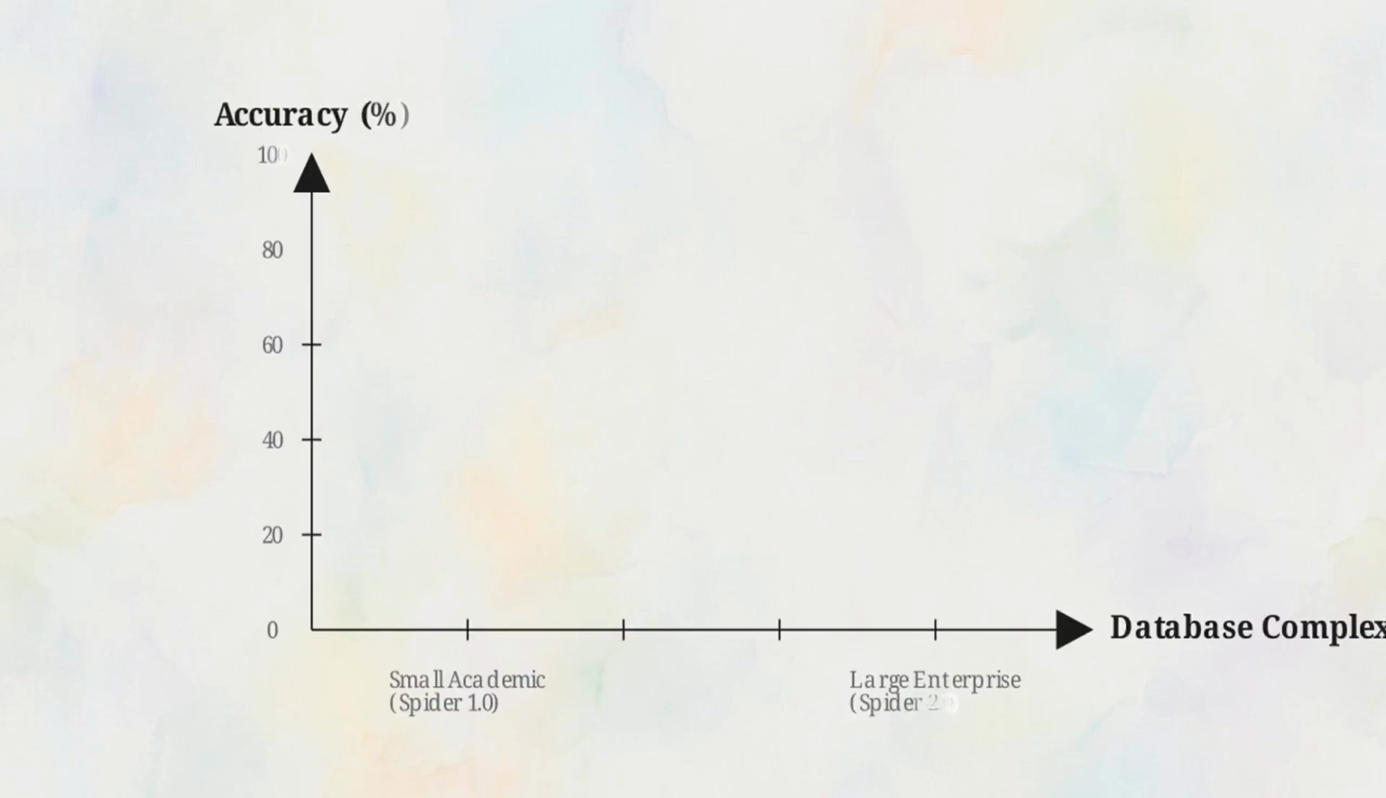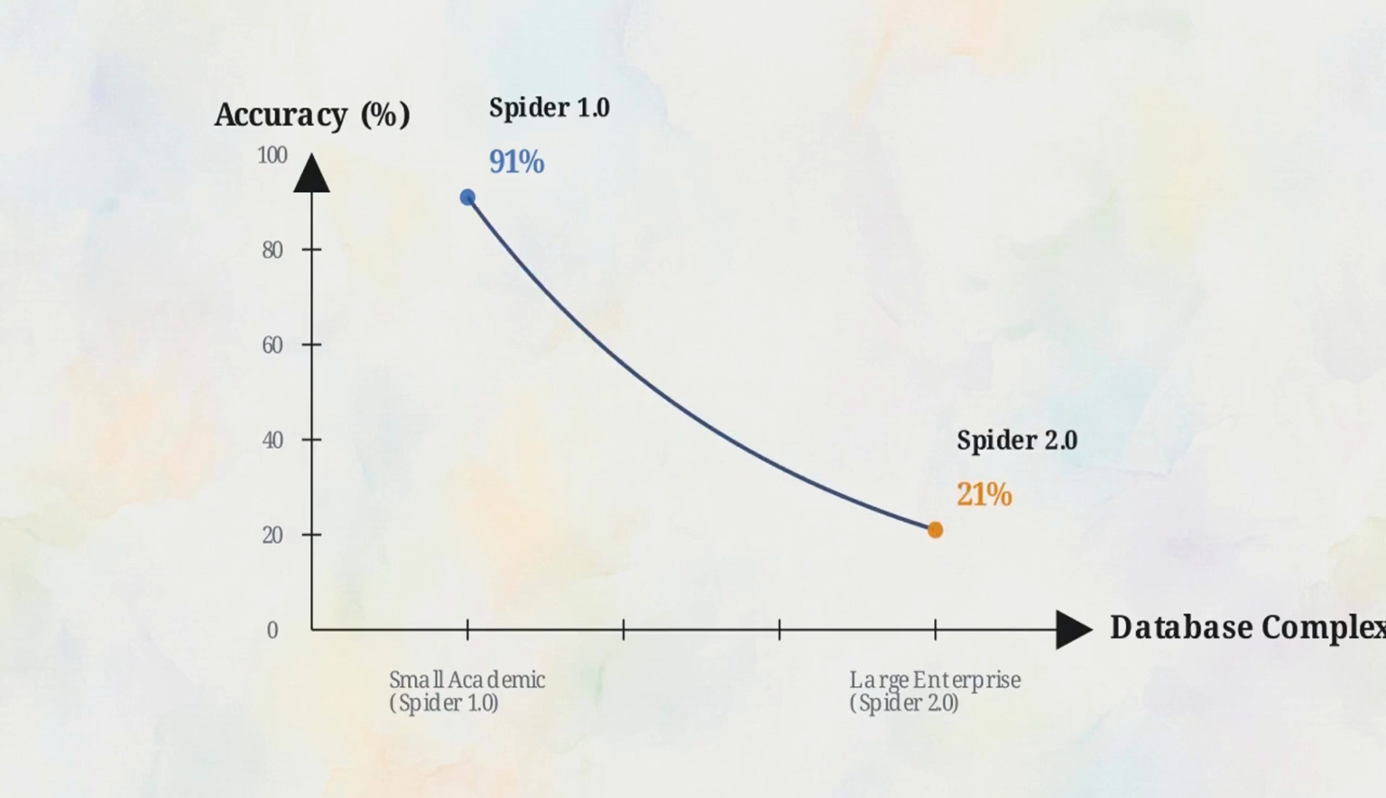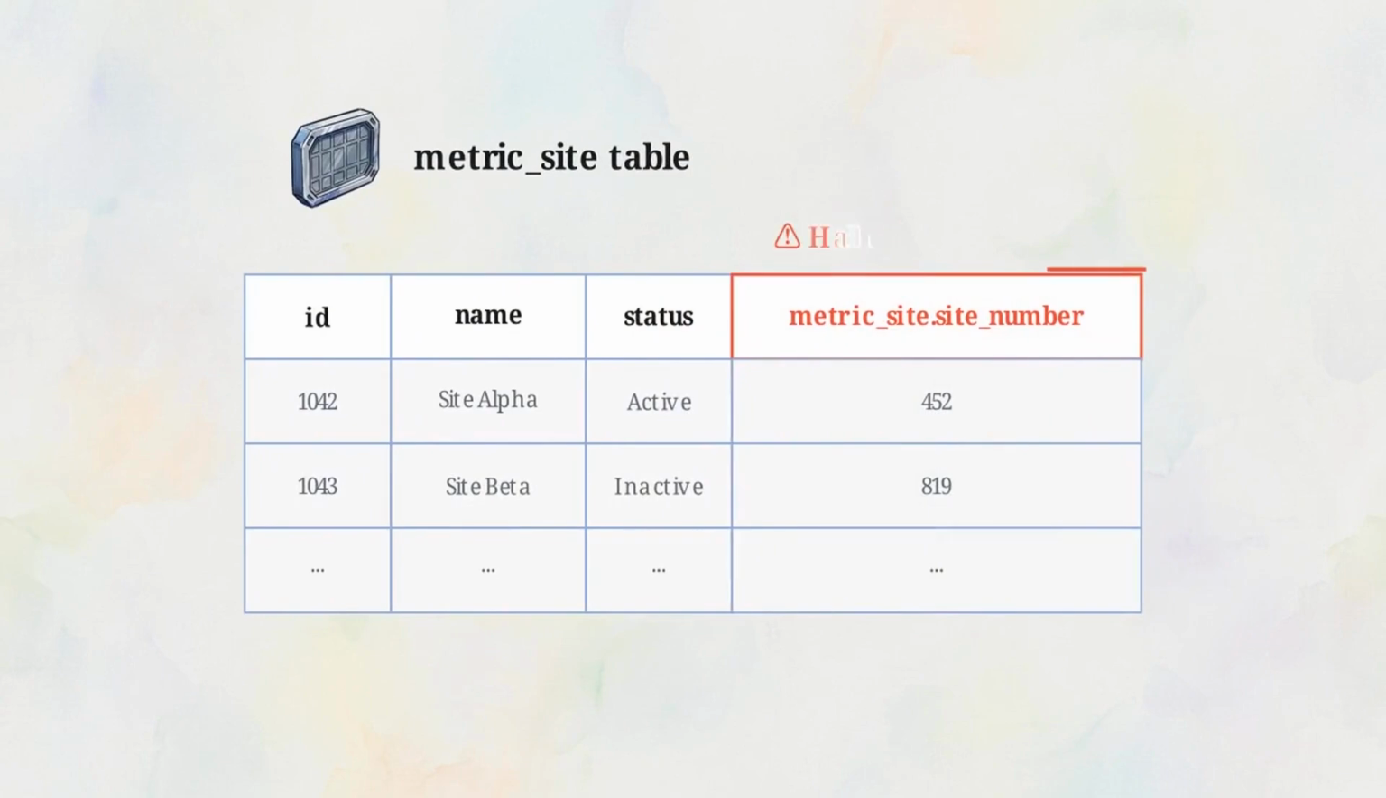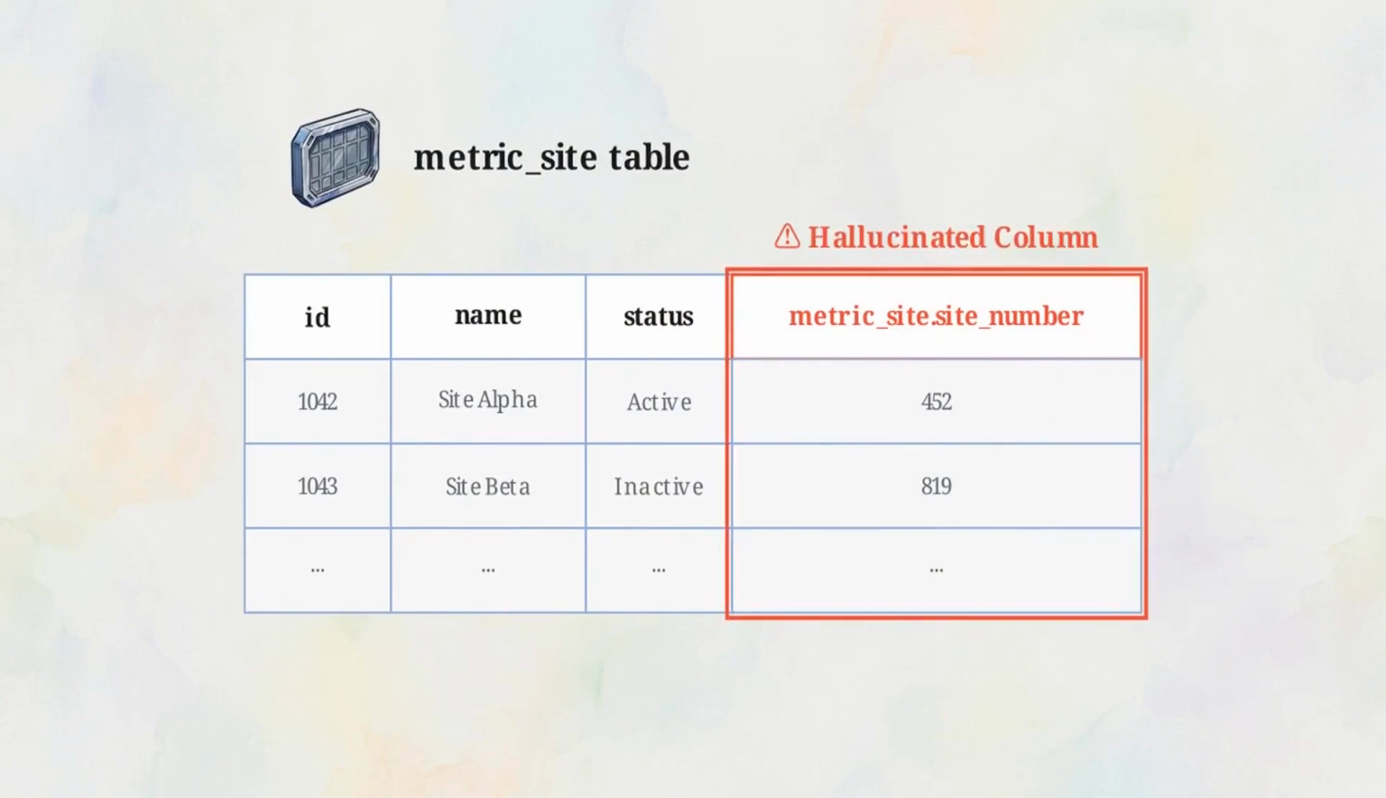This chart shows how steeply accuracy falls as databases grow. On tidy academic schemas like the Spider 1.0 benchmark, AI hits a 91% success rate. But on the real-world enterprise databases in Spider 2.0, that success rate drops to roughly 21%. Faced with that much noise, the model starts making things up, inventing columns and returning silently incorrect data.